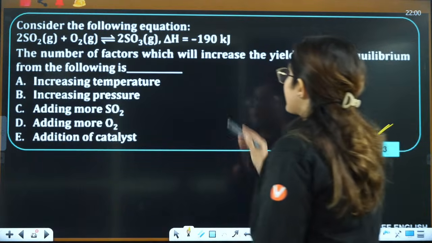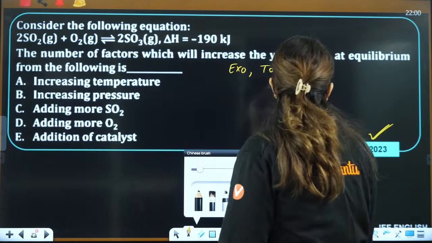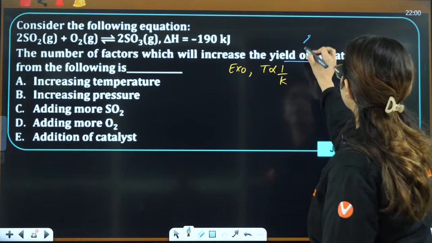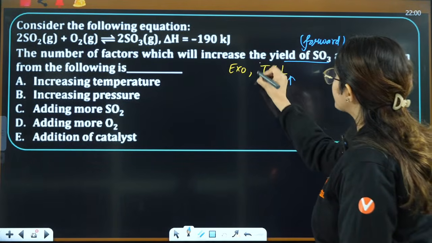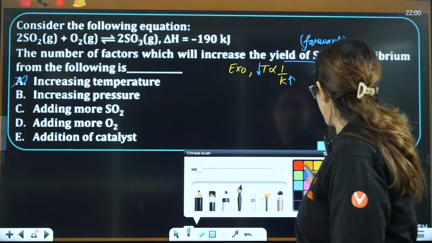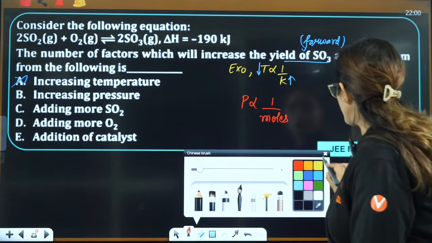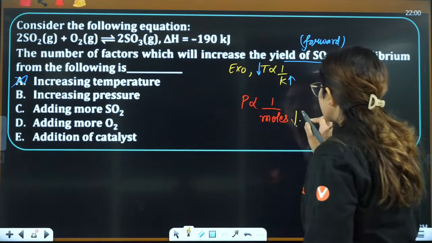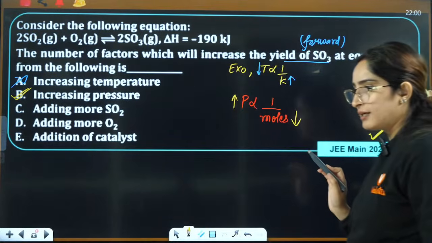So see, it is an exothermic reaction, so temperature will be inversely proportional to K. That means if you want to increase the yield of SO3, you want to go in the forward direction. For the forward direction, you want to increase K, that means temperature should be decreased. So this is definitely not the correct way. Then increasing the pressure. Pressure is inversely proportional to moles. If you want to go in the forward direction where the number of moles are less, here it is 3, here it is 2. So moles are less means pressure has to be more. So increasing the pressure will increase the yield, right?